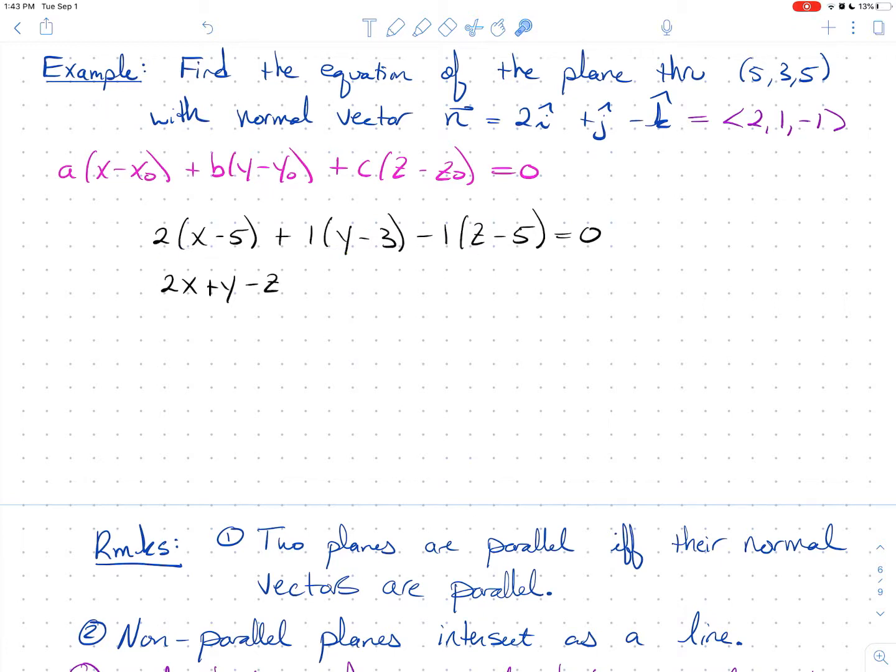So you can write this as 2x plus y minus z, just multiplying everything. And then I'll move all the constants over in my head. So I have a negative 10 here and a minus 3, so that's negative 13, and then a plus 5. I have negative 8 on this side. Take it over, and you get equals 8. And so that is the formula for the plane.